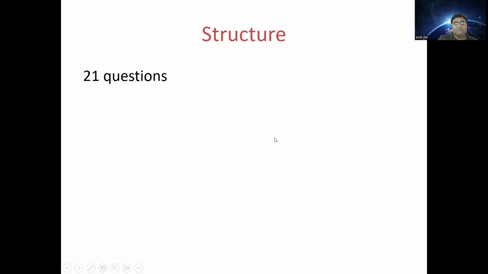Okay. Now the important part, in the structure, there will be 21 questions, and the time limit will be 45 minutes. And if you score good marks here, then automatically your overall score will go up.